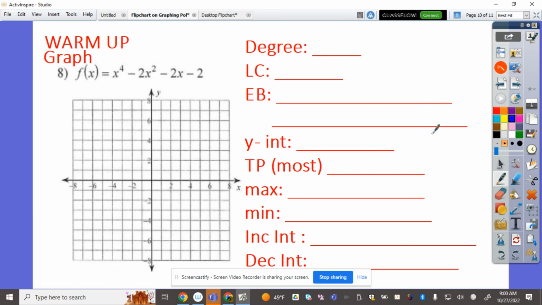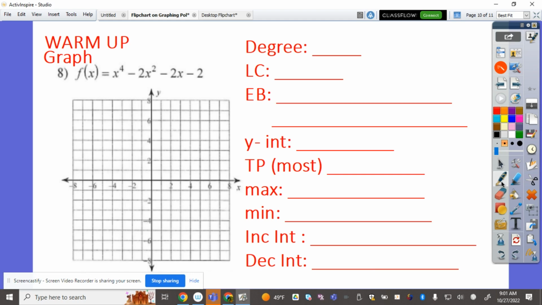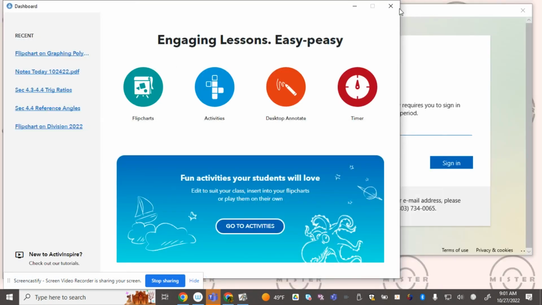Morning. Good. So here we're being asked to graph f of x equals x to the fourth minus 2x squared minus 2x minus 2. You have to give all the components or characteristics of this function. We're going to need our calculator, so let's go ahead. The first thing you need to do, guys, is punch this in your calculator.